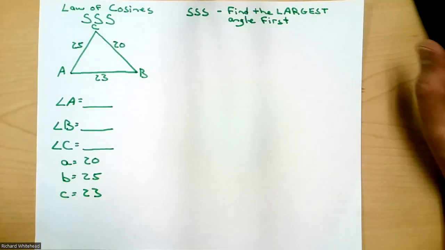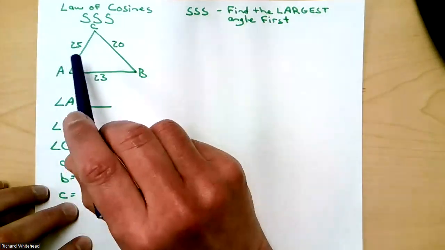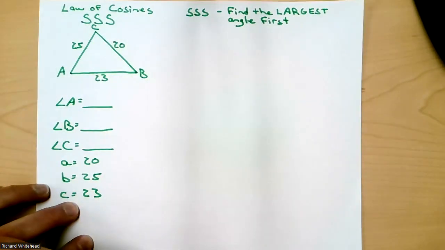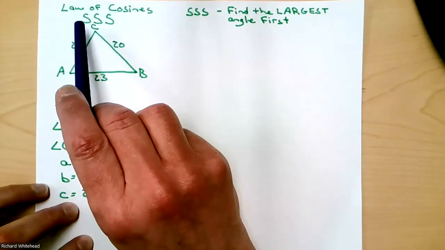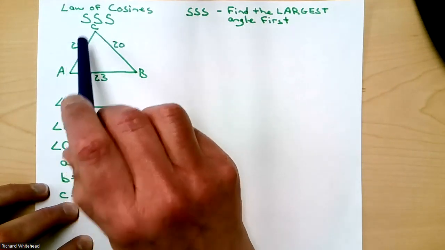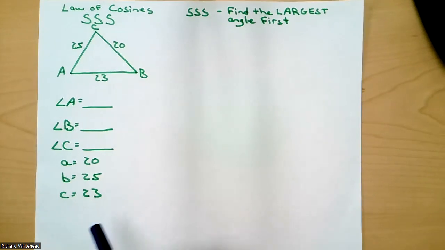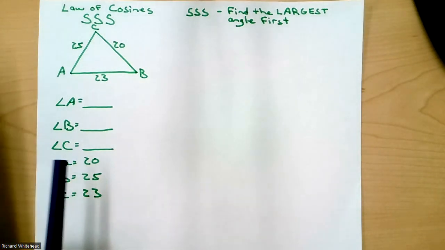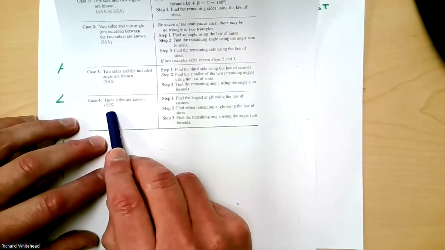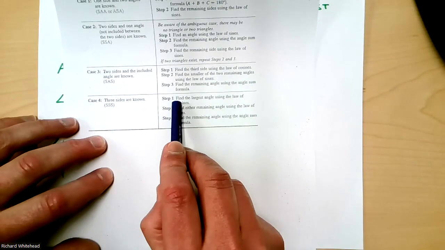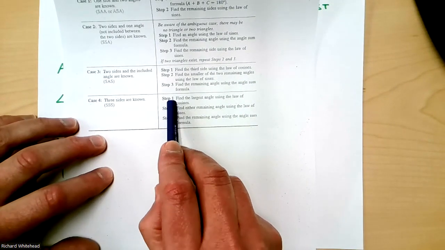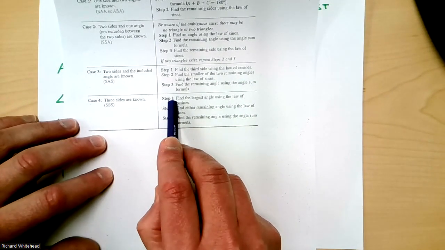So here is an example of when you're given three sides. This is what we would call an SSS, three sides, and it's a law of cosines type problem. Because the law of cosines has a bunch of restrictions on it, we have to remember these. For law of cosines for SSS, the rule is you find the largest angle first. So we're going to find the largest angle.